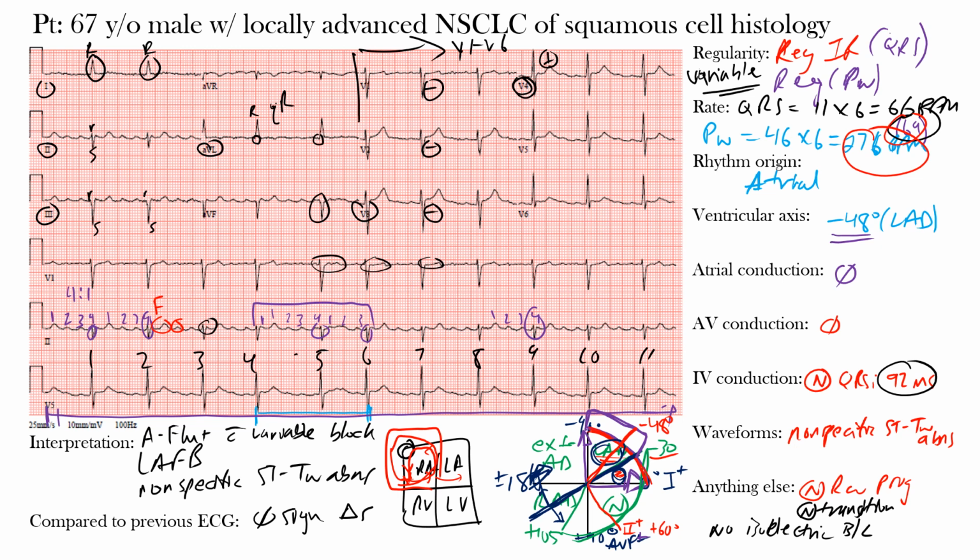So that's just a little extra on atrial flutter that you may find helpful. Now, in conclusion, our 67-year-old male with locally advanced non-small cell lung cancer of squamous cell histology has an EKG showing atrial flutter with variable AV block, left anterior fascicular block, and non-specific ST-T wave abnormalities.